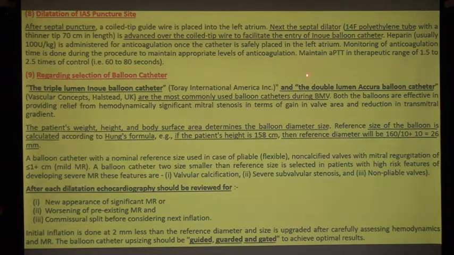Maintain aPTT in therapeutic range of 1.5 to 2.5 times of control, that is 60 to 80 seconds.